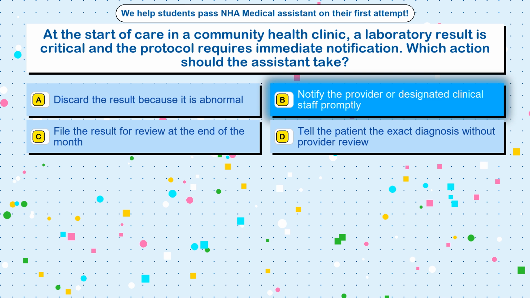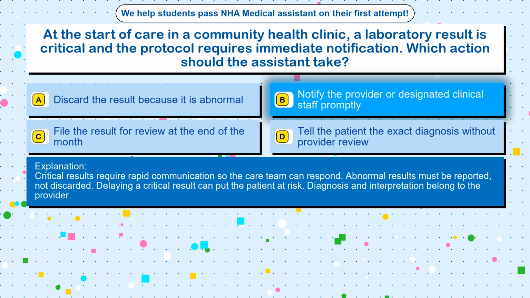The correct answer is option B, notify the provider or designated clinical staff promptly. Critical results require rapid communication so the care team can respond. Abnormal results must be reported, not discarded. Delaying a critical result can put the patient at risk. Diagnosis and interpretation belong to the provider.